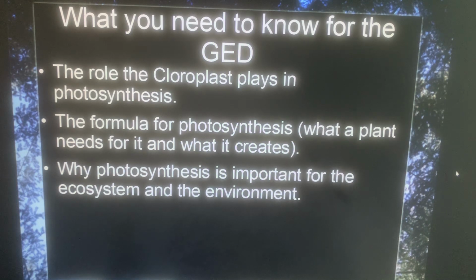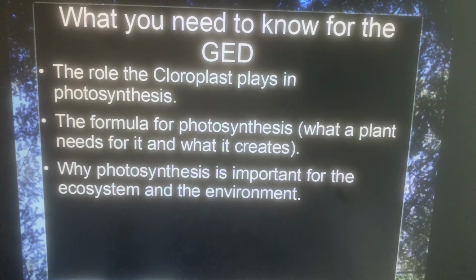Okay, so a couple things you need to know for the GED as far as photosynthesis, because they probably will ask you a question regarding photosynthesis. The first thing you need to know is the role of the chloroplast and the role that it plays in photosynthesis. You need to know that it facilitates photosynthesis and that it is unique to plant cells.